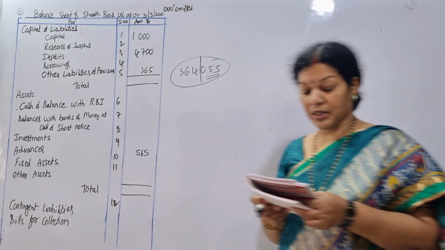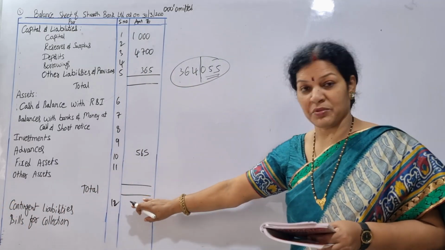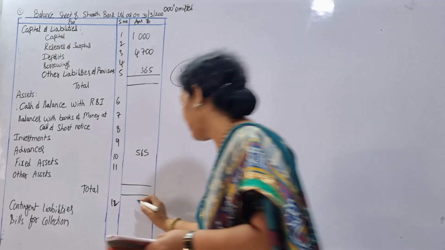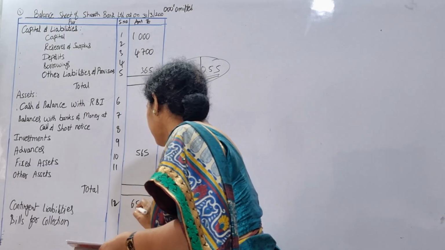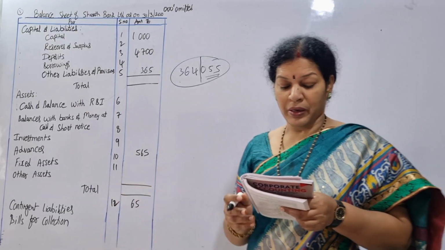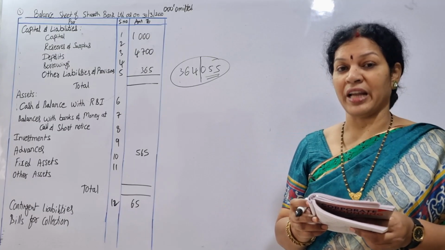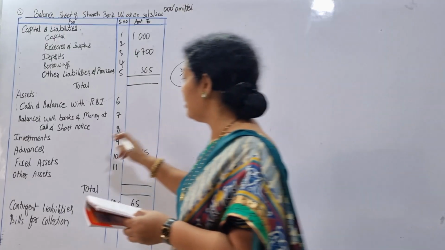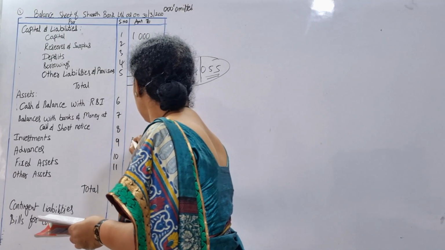Other liabilities. Then contingent liabilities. Lastly it comes. Contingent liabilities are 65. Next, advances. Advances is schedule number 9. How much is it? 3380. Advances 3380.